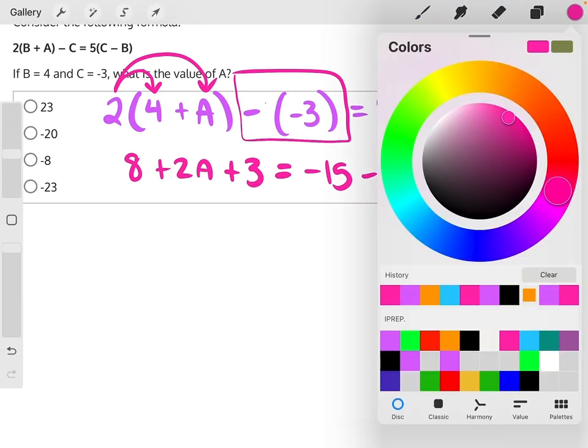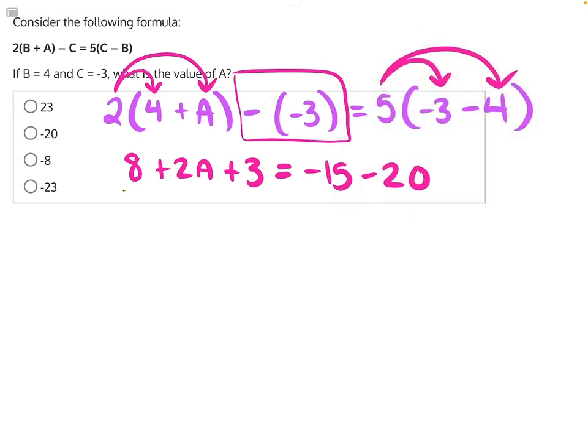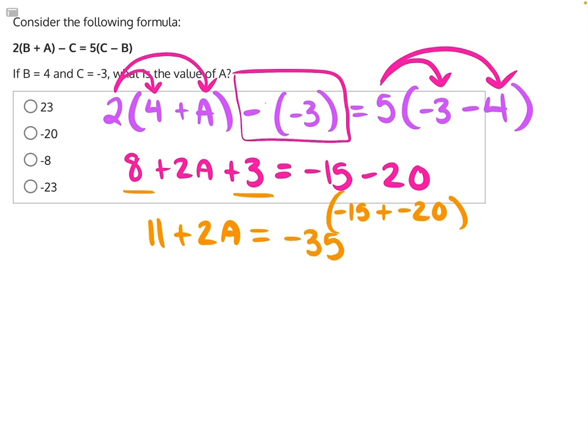Now we need to combine like terms. We have 8 and 3 on the left-hand side. 8 plus 3 will give us 11 plus 2a, bring down the rest of our terms from that side. And then we have negative 15 minus 20. Subtracting a positive is the same as adding a negative, so you can think of this as negative 15 plus negative 20, if that helps. And that would give us negative 35.